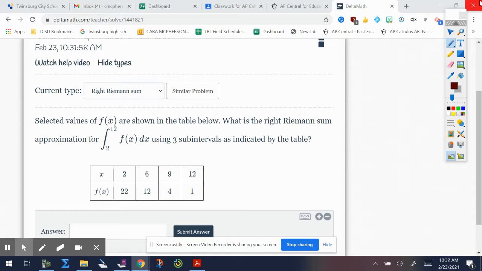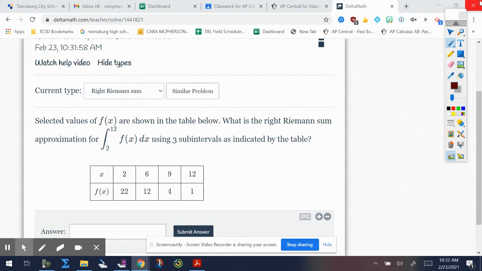So here's what's going to happen with these. They have to tell you what type of sum you're doing, so right, left, midpoint, or trapezoidal. They have to tell you how many subintervals we're slicing it into. But one thing you'll notice after we do a couple is they don't have to be even subintervals.